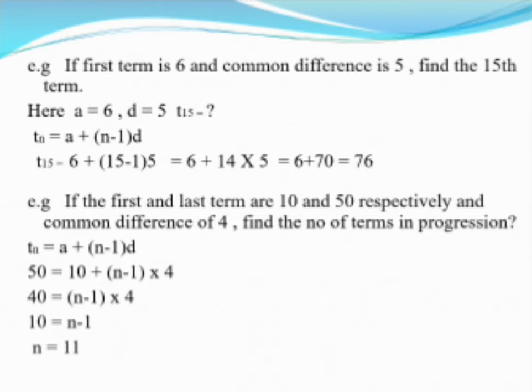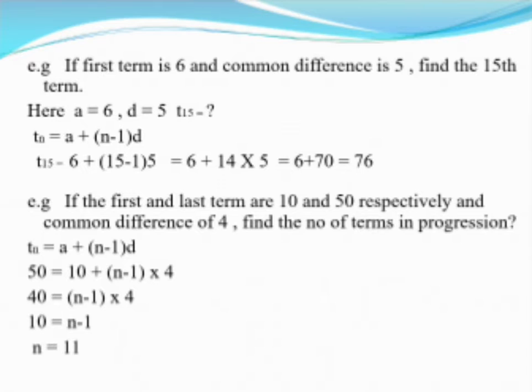Now to get familiarized with the formula, we will see a few examples so that you will get a fair idea about how to solve these questions. If first term is 6 and common difference is 5, find the 15th term. Here, as we all know, the first term is denoted by a, so a is equal to 6, common difference is denoted by d, so d is equal to 5. So we have to find the 15th term. Therefore, we have to find T15, because Tn denotes the nth term.